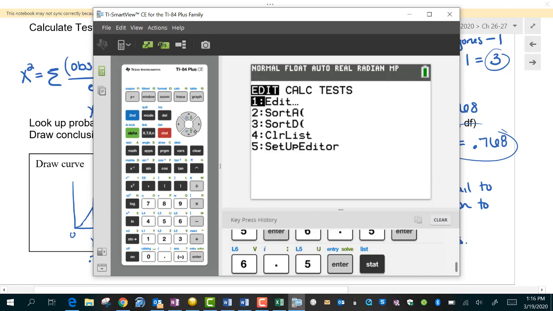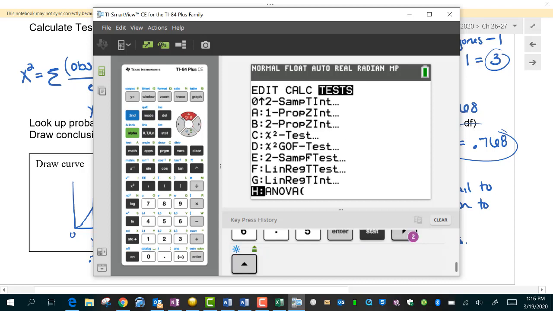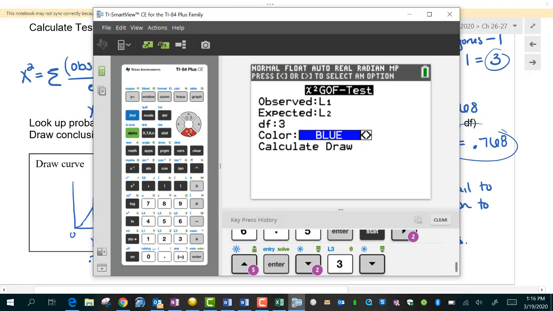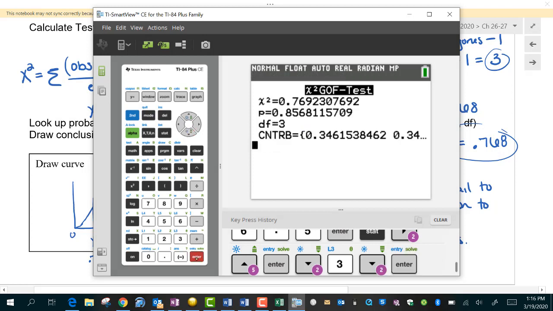So now I can go back to stat, test, and we're going to do chi-squared goodness of fit. So observed L1, expected L2, and then I need to enter in my degrees of freedom, so 3. And if we go down to calculate, it gives me my chi-squared test statistic of 0.769, my p-value of 0.857, and then my degrees of freedom. So that would be extremely useful if you have many categories, whereas we just had 4, so it wasn't too bad. Okay, please now go on to try the first practice problem on the worksheet handed out.